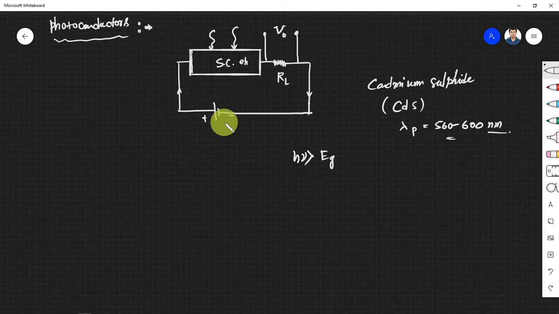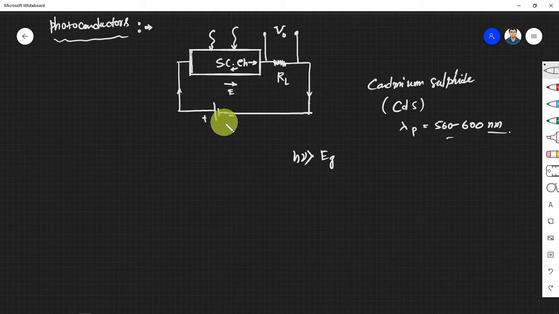Now we have an electric field here, right? Plus to minus, so we have an electric field in this direction across this semiconductor. The electron will go opposite to the electric field and holes will go along the electric field. So we have electron hole pair generation. The hole will move in this direction and the electrons will move in this direction because the electric field is in this direction. Now we basically have excess carrier generation within the semiconductor.